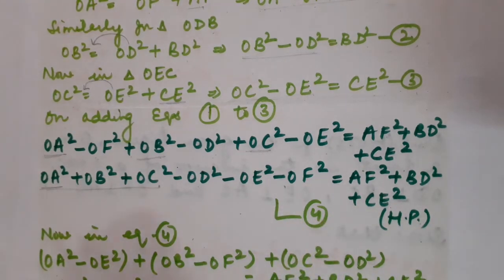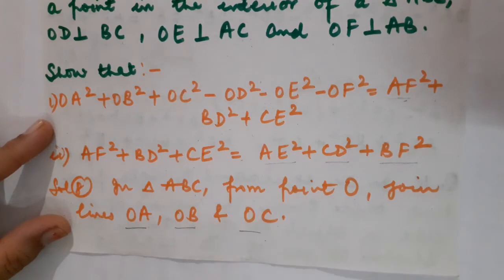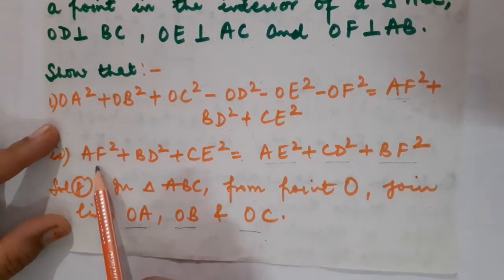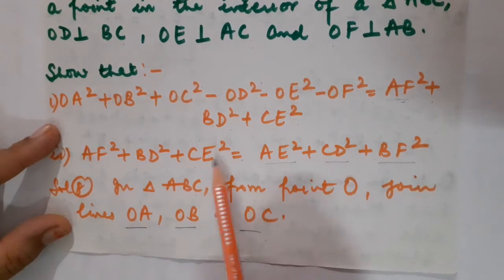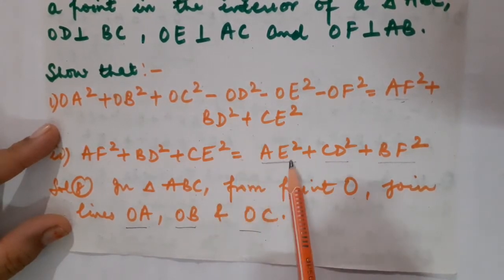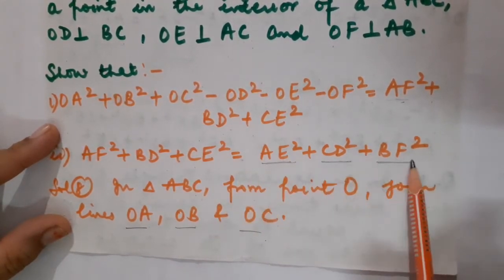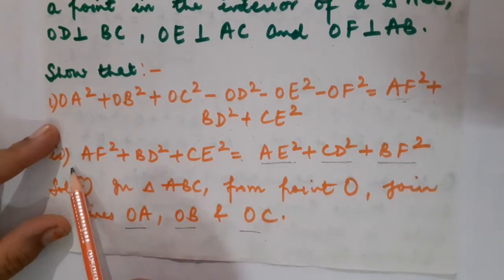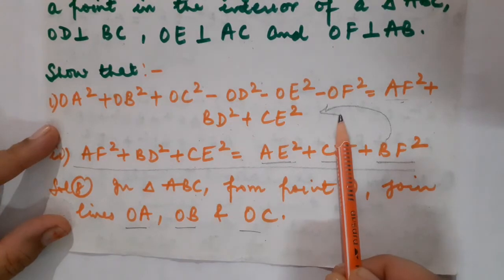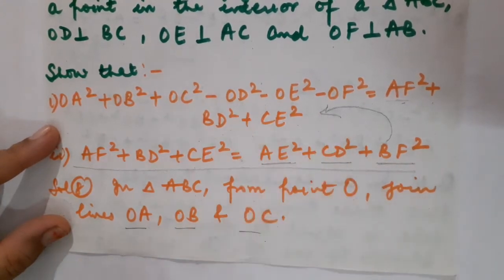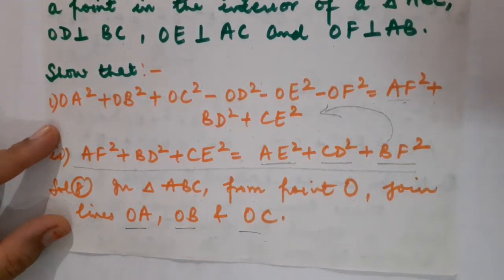Children, we have to solve one more part, that is part number 2 of the same question. What we have to prove in it? That is AF square plus BD square plus CE square is equal to AE square plus CD square plus BF square. So now to prove this second part, I am going to use the result which I have just proved in part number 1. Got it?